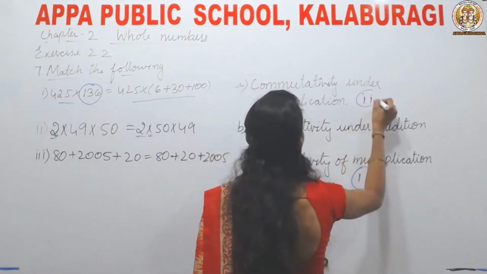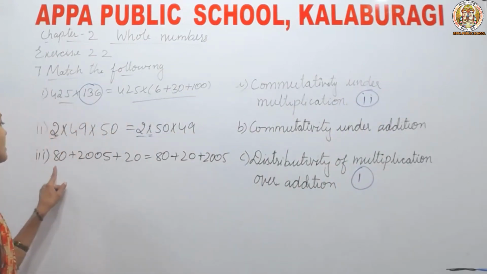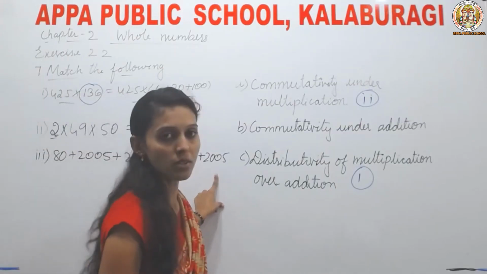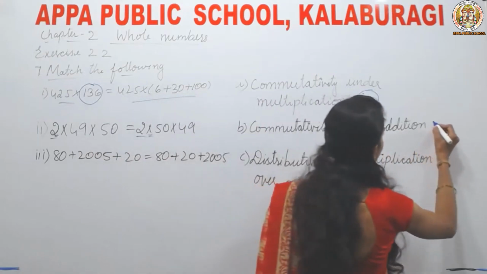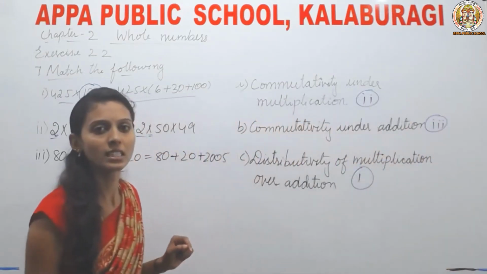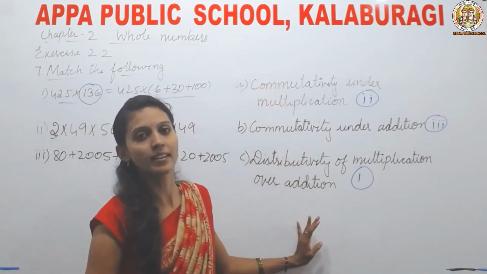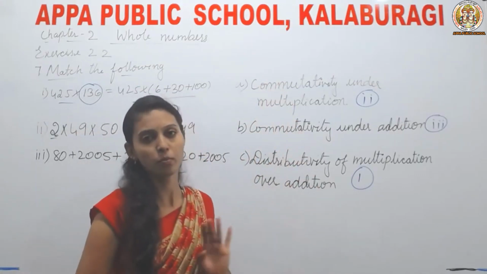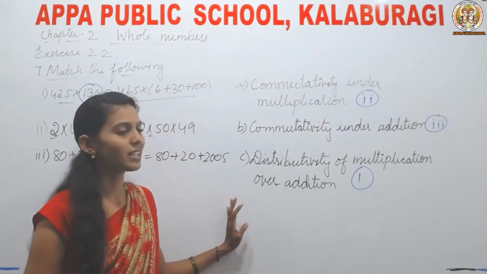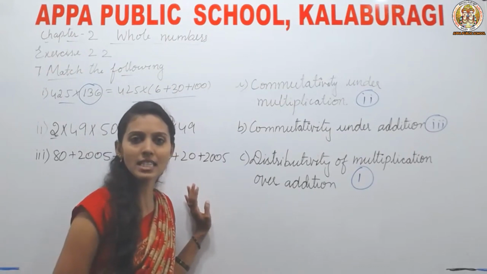Yes. Next, the third one, see the number: 80 plus 20 equals 20 plus 80. It's nothing but commutativity under addition. Right? Those who have done correctly, very good and well done. Those who couldn't do it, no problem at all, you can watch this and you can do it. It's very easy, all based on properties. That's it. Shall we go for the next exercise today?